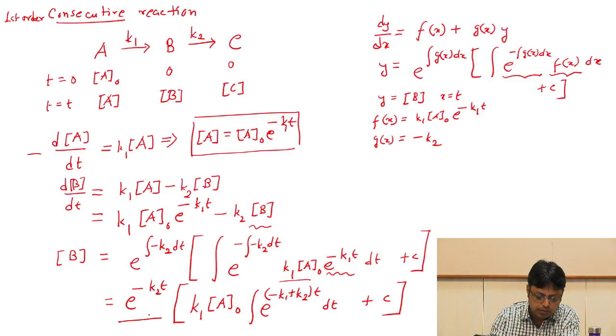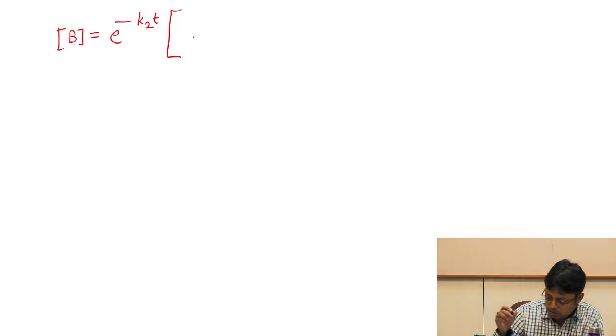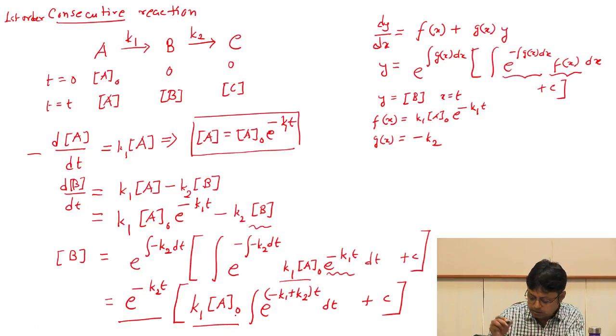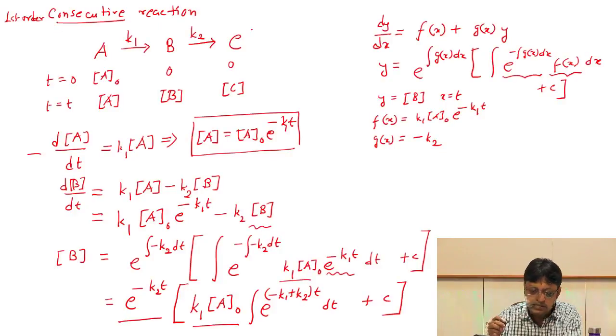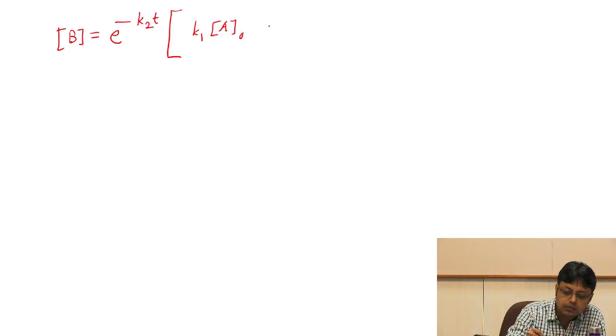So just remember it is e to the power minus k2t, that is the first term. So b is nothing but e to the power minus k2t times, now this integral, inside I have some constant k1 into a0, times the integrand, which is integration of this, so it will be e to the power minus (k1 plus k2) into t divided by minus (k1 plus k2), plus I have a constant of integration which is c.